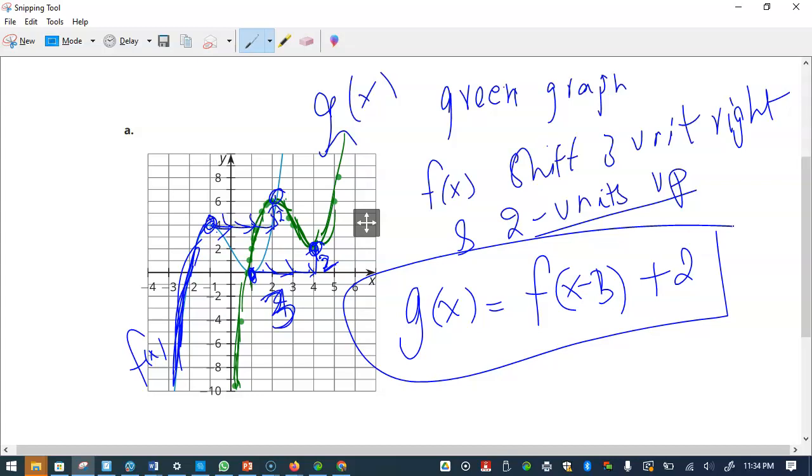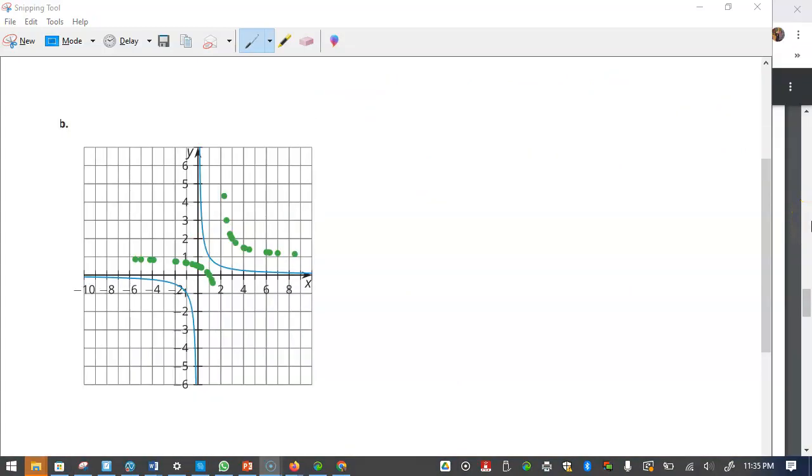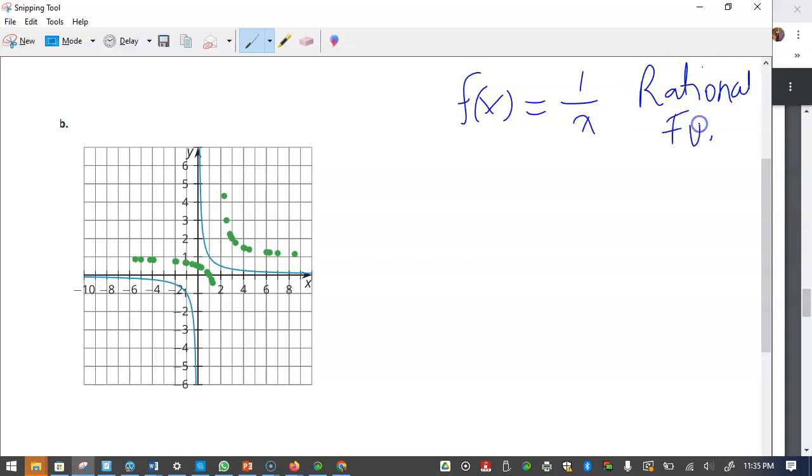Hope that helps. Okay, what do you see here? The blue graph looks like the f of x. The original graph is like the 1 over x rational function, right? So that's the rational function.